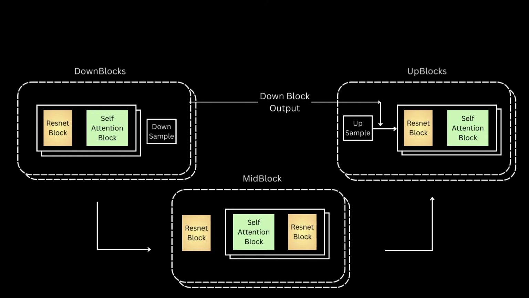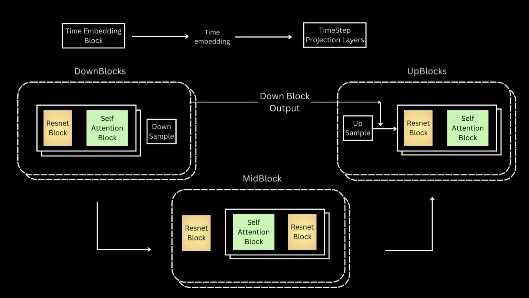And let's not forget the time step information. For each of these ResNet blocks, we have a time step projection layer. This was what we just saw, an activation followed by a linear layer. The existing time step representation goes through these blocks before being added to the output of the first convolution layer of the ResNet block. Let's see how all of this looks in code.